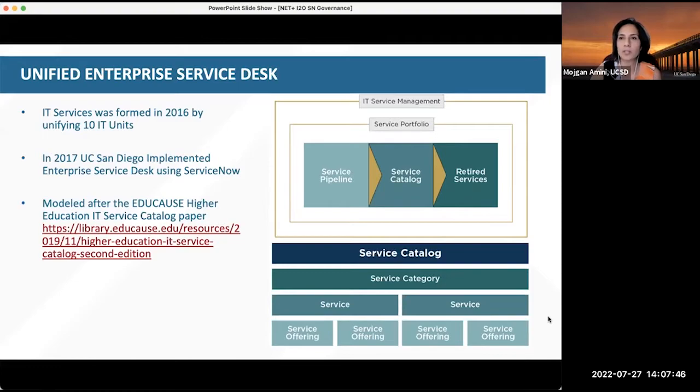We modeled our service catalog and roles after the EDUCAUSE publication. It's called the Higher Education IT Service Catalog Guidelines. And we strictly enforced the structure of our catalog and our roles. We picked out roles that were defined in that paper. And so no matter what, we try to stick to those naming conventions. And we prioritize identifying and training our service owners, that role, and our offering managers, because those two roles are the key players in running the services.